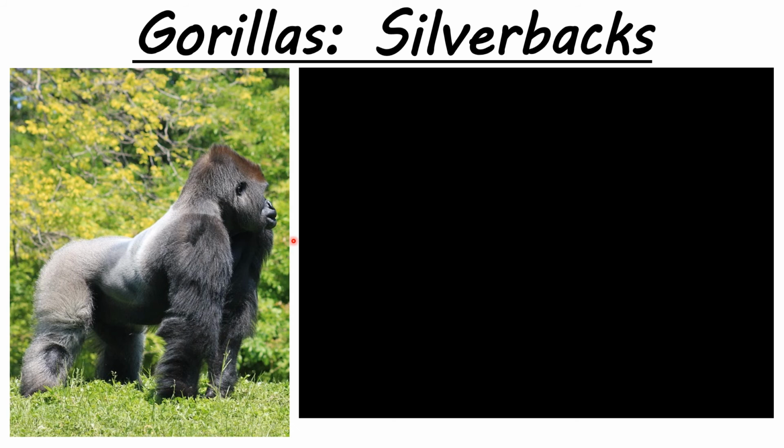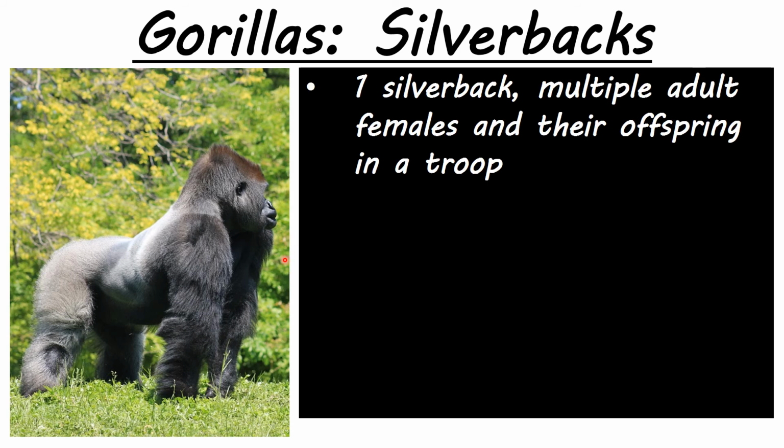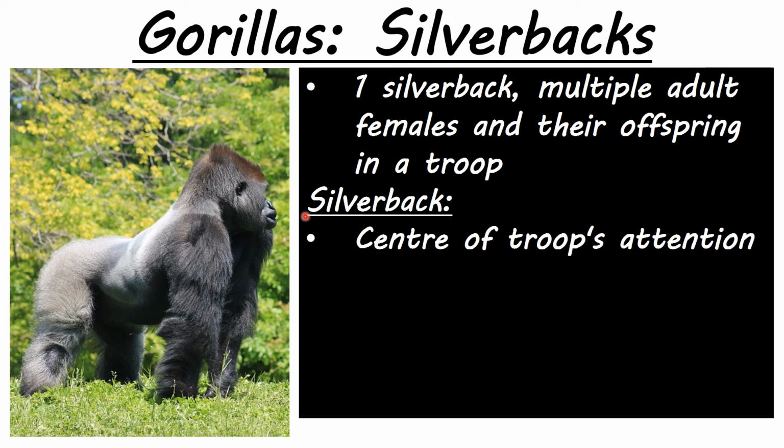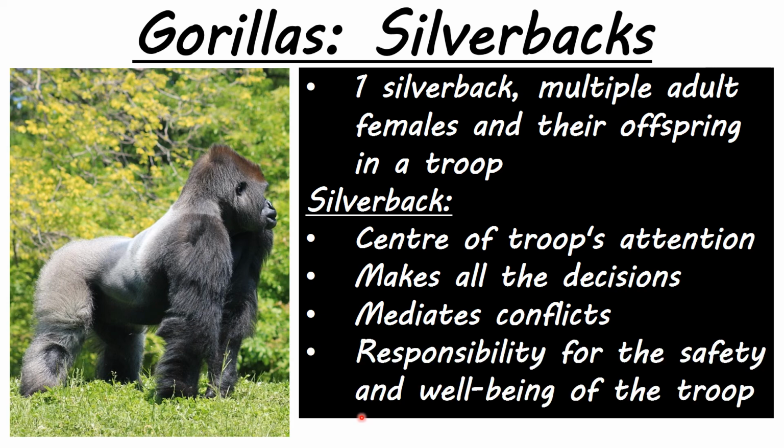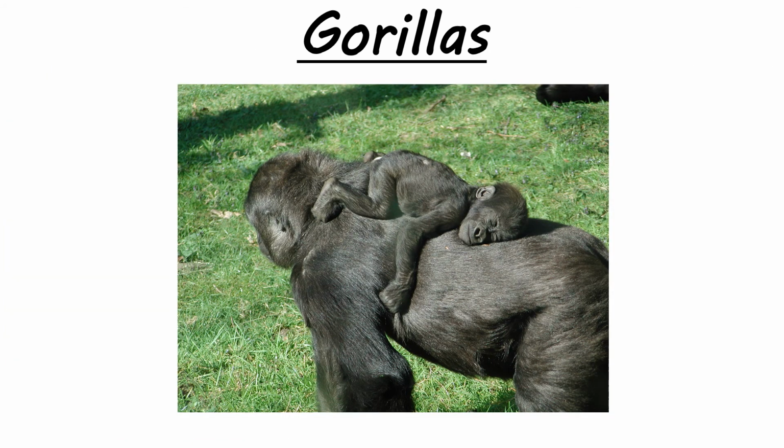And in terms of the social hierarchy, you will have heard, I think, of the silverbacks. Within what's called a troop, so that's the group of gorillas, you've got one silverback, you've got multiple adult females and their offspring. The silverback, he's the main man, so he's the centre of the troop's attention. He makes all the decisions. If there's any kind of conflicts, he sorts it out. And he is responsible for the well-being, the safety of everyone within the troop. So, great example of that social hierarchy.